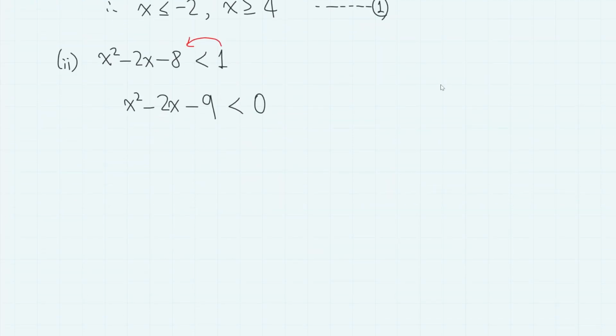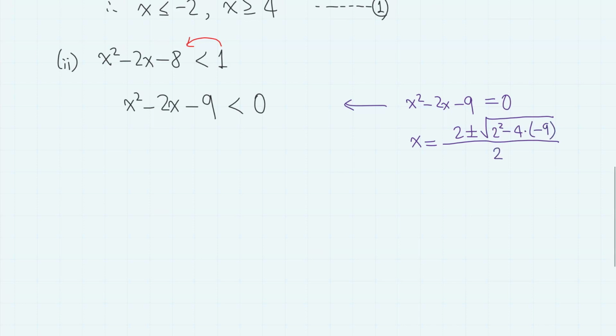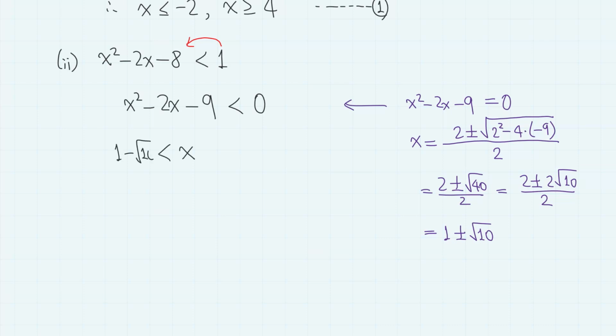In order to solve this inequality, first we have to find the roots of the equation. From the equation x squared minus 2x minus 9 equals 0, we obtain, by quadratic formula, x equals 2 plus minus square root of 2 squared minus 4 times negative 9, divided by 2. So 2 plus minus square root of 40 over 2, which is 2 plus minus 2 square root of 10 over 2, which is 1 plus minus square root of 10. Therefore, the solution to the inequality is x is greater than 1 minus square root of 10 and less than 1 plus square root of 10.